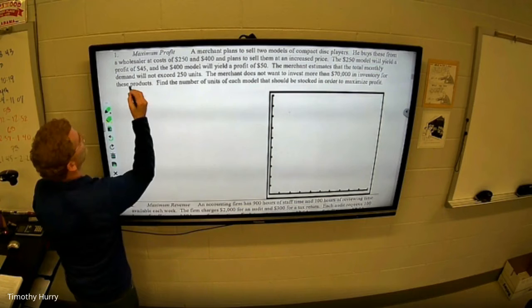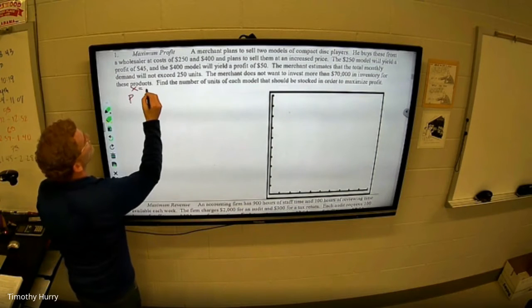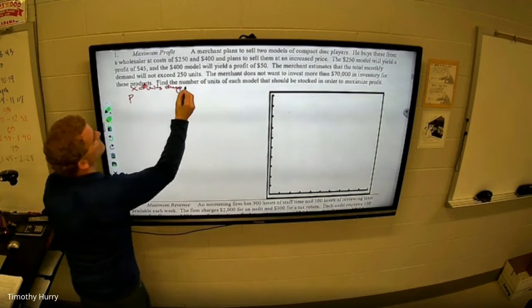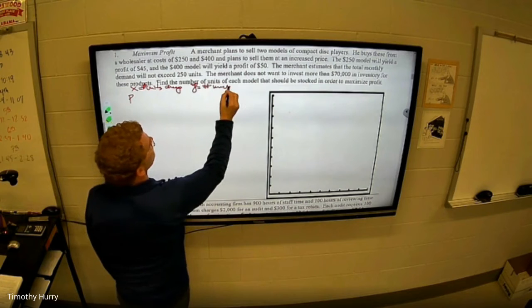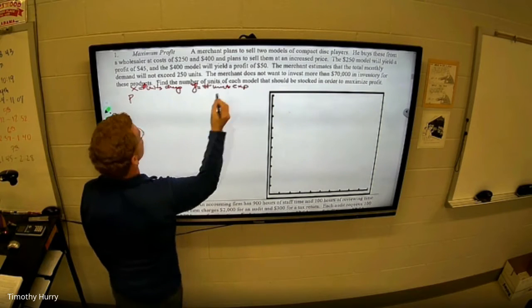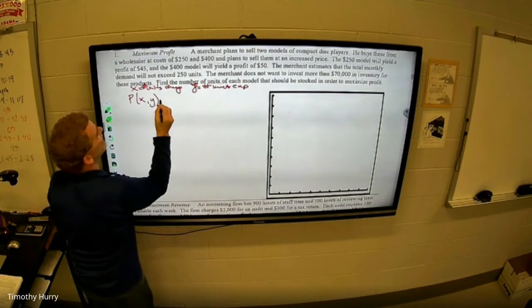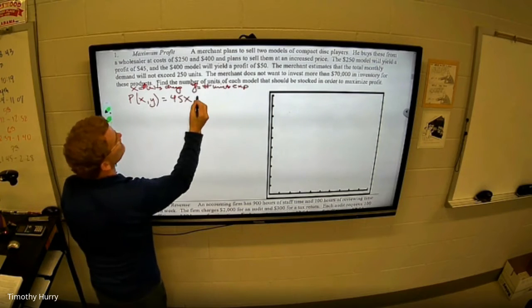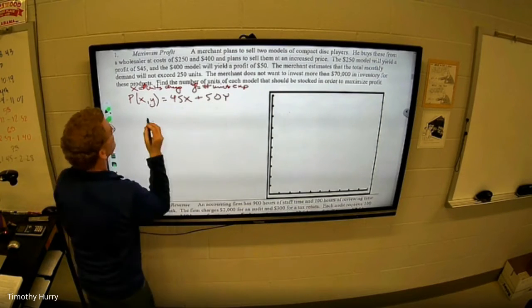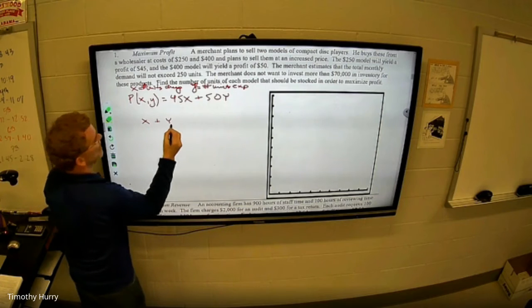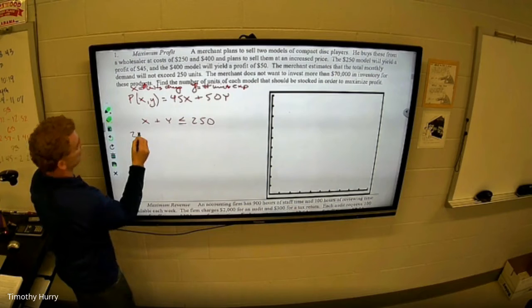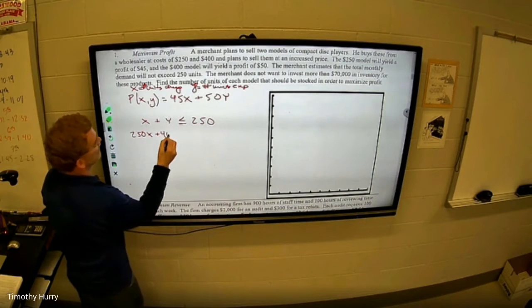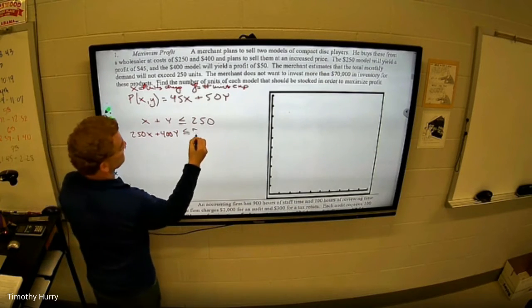So we've already talked about X and Y. X is the number of units of cheap. Y is the number of units or models of expensive. My profit of X and Y was 45X plus 50Y. And we said that X plus Y had to be less than or equal to 250. And we said that 250X plus 400Y has to be less than or equal to 70,000.